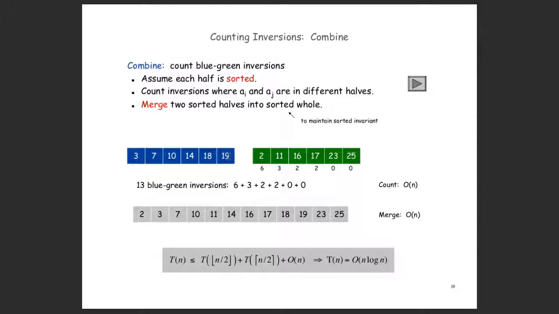Okay. So that is the merging and counting. While you're merging, you keep track of how many you bypass.